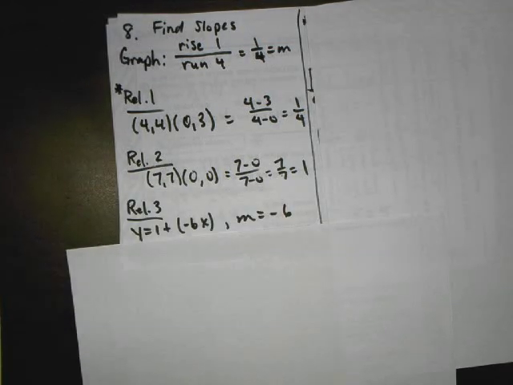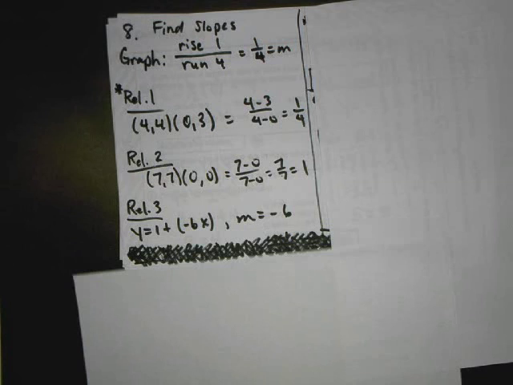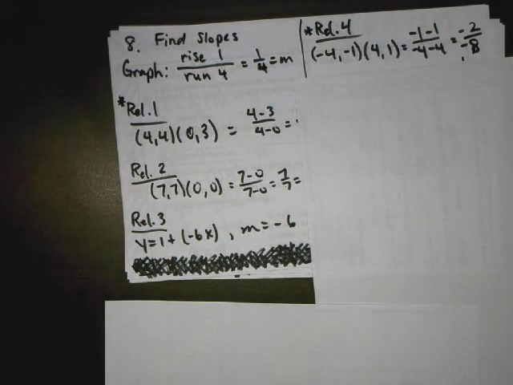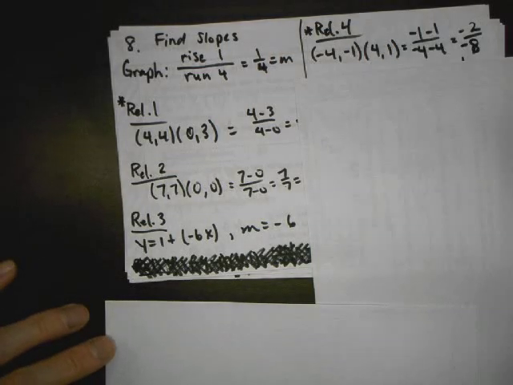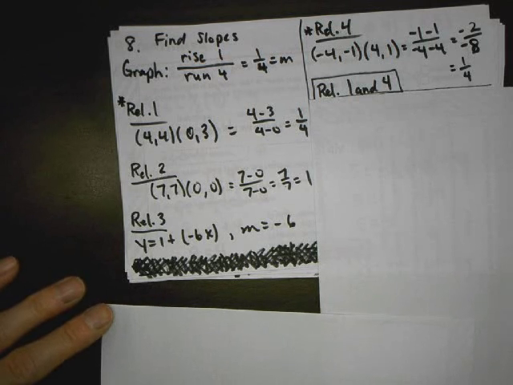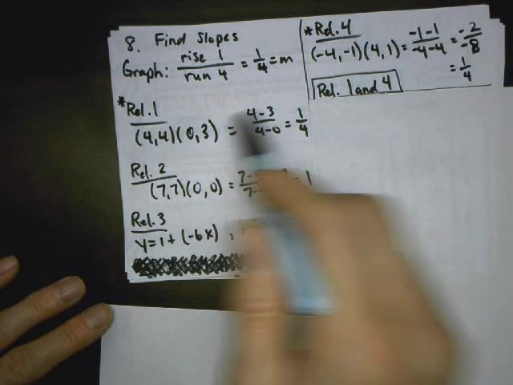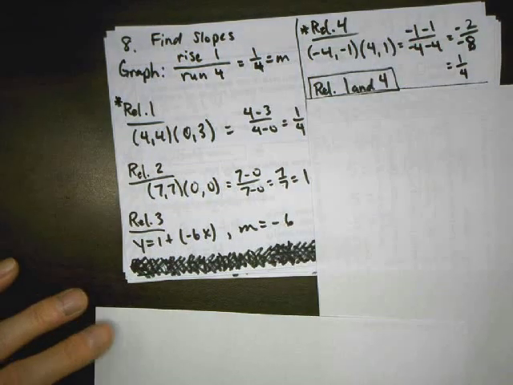Relation 3 is an equation in slope-intercept form, and I can see the slope just by looking at the coefficient. That's not 1/4, that's negative 6. And relation 4 says a line contains these 2 points, so it's just like the tables, but instead of picking the 2 points, I just use the 2 points they give me. Again, I subtract my y's, subtract my x's, and I get a slope of 1/4. So the relations that have the same slope as the graph are relations 1 and 4, because they both have a slope of 1/4, and the graph has a slope of 1/4. So that's how you answer that question.